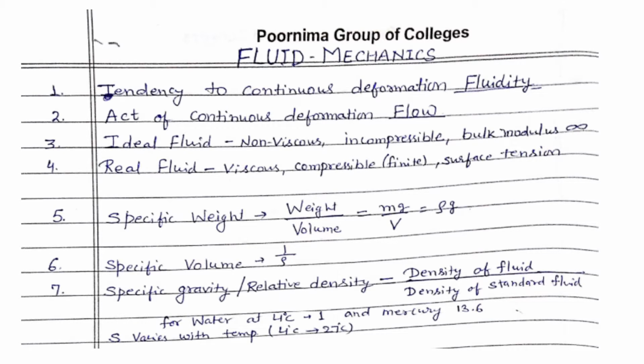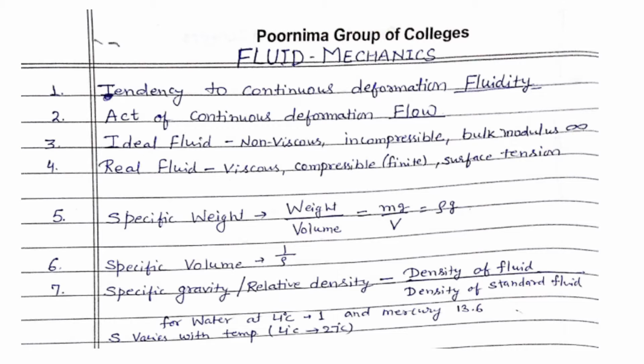A fluid is a substance which can flow under the action of tangential or shear stresses. The tendency of continuous deformation is known as fluidity, whereas this act of continuous deformation is known as flow. Now we have ideal fluid and real fluid. Ideal fluid is a hypothetical fluid under some assumptions that it is non-viscous, incompressible, and having infinite bulk modulus. Real fluid is viscous, compressible, it can be compressed up to some finite limits, and it has surface tension.